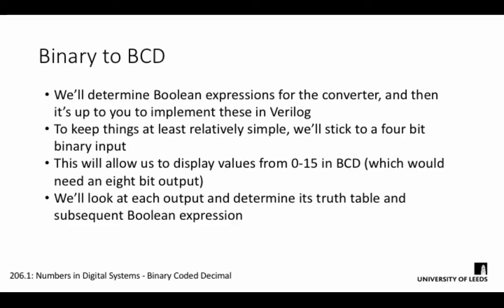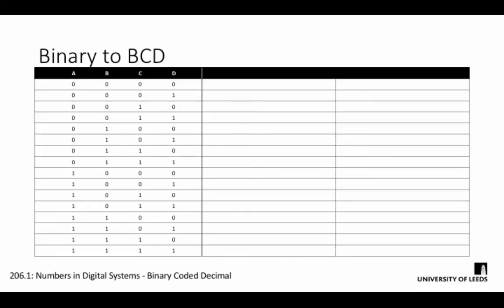To keep things at least relatively simple, we'll stick to a 4-bit binary input. Any larger than this and our truth tables will get massive. 4 bits will allow us to display values from 0 to 15 in BCD, which requires an 8-bit output. From this information, we can start to build our truth table. We need 4 bits for input, 8 bits for output, and we'll stick a counter in as well so we can keep track of the decimal representation.